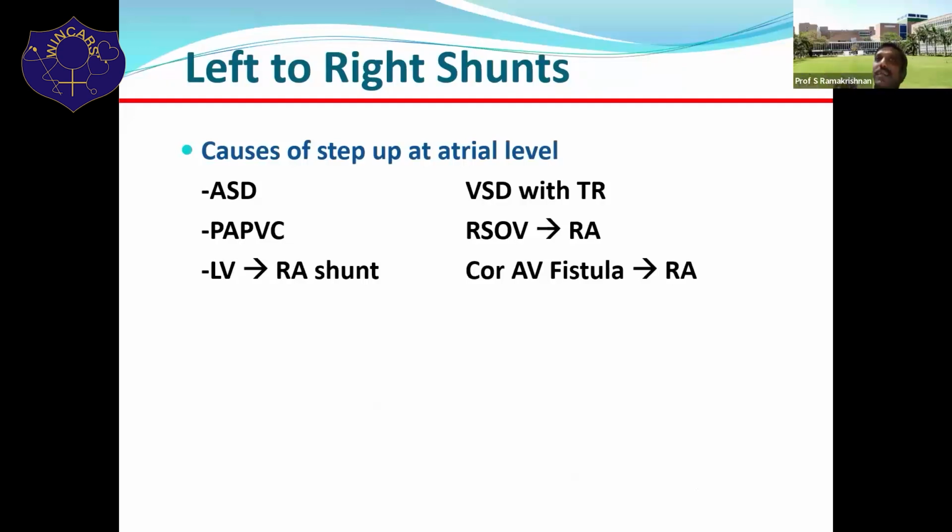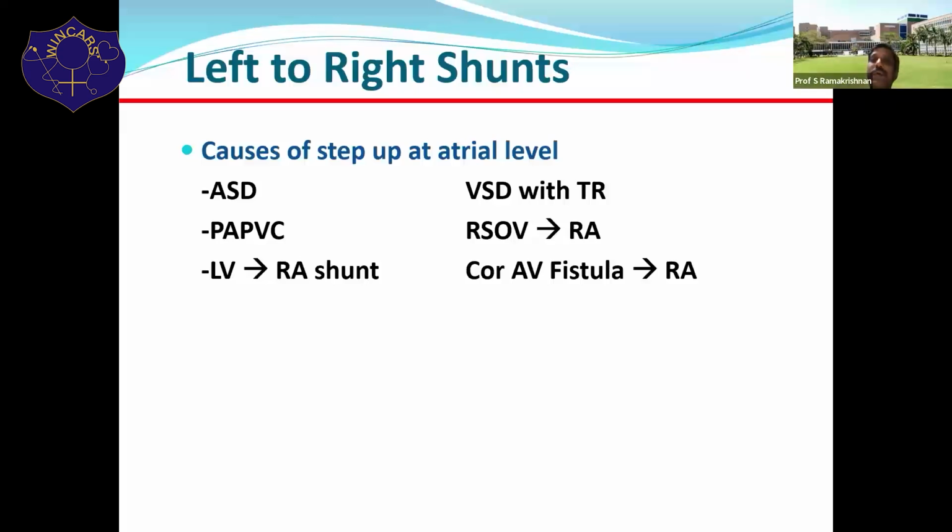But remember that there are some things that can go to any chamber. Those are coronary fistulas and RSOV. They can almost go to any chamber. And always remember, one thing comes from above, one thing comes from below. So PAPVC comes from above. VSD with TR, or LV to RA shunt, and Gerbode defect can produce a step up at the atrial level.